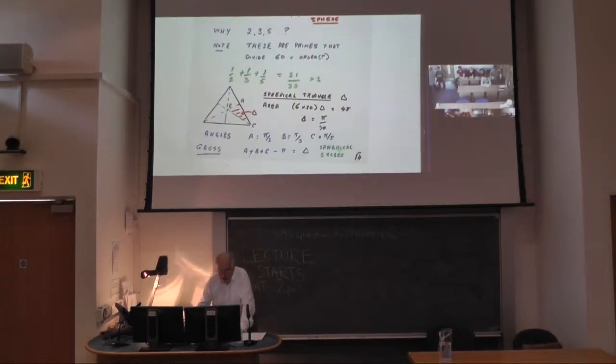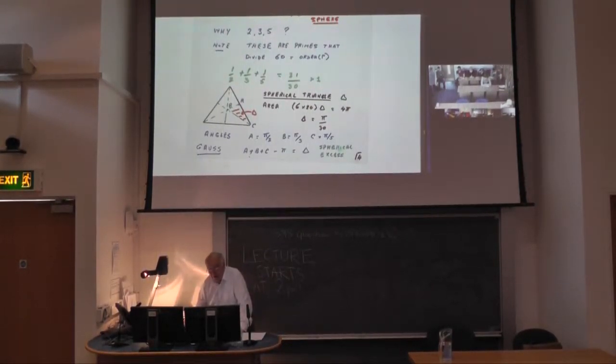Now, if you look at the angles of this triangle, I've labelled the vertices A, B, and C. You easily see that the angle A is 90 degrees, angle B is pi over 3, and angle C, where you have the rotation of order 5, is pi over 5. Now if you add up those angles using the formula above, you get 31 pi over 30. Take away the pi, which is what you get in a flat space, and you're left with the area of that triangle.